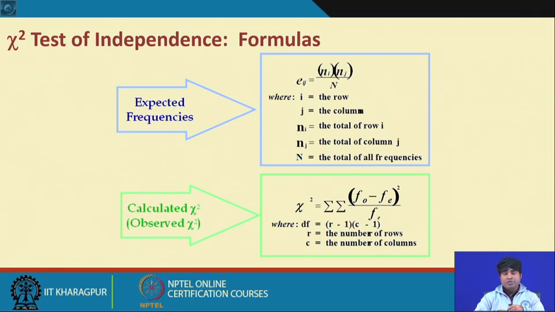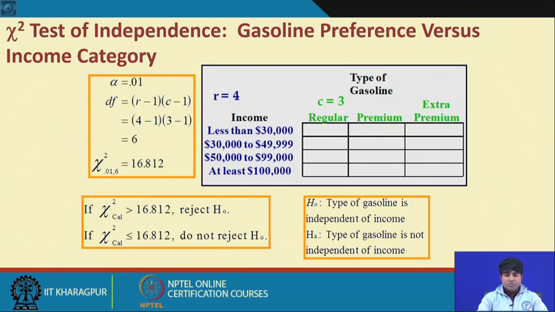Likewise, for every sample you can find the expected frequency, and then finally you have to find the chi-square value, which is based on the difference between observed frequency and expected frequency, and that needs to be tested. This is the sample problem with respect to income category and the type of gasoline. There are 3 different types: regular, premium and extra premium, and subject to income variations, there are 4 income variations. The question is whether the type of gasoline is independent of income. That is the kind of problem you need to investigate with these examples.